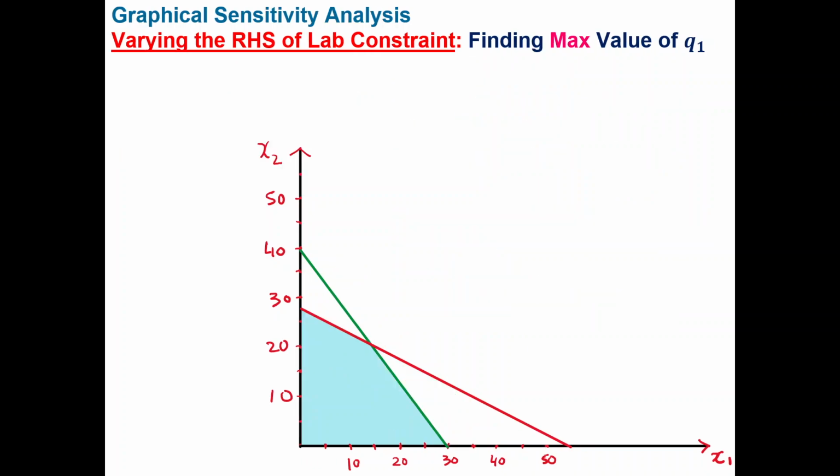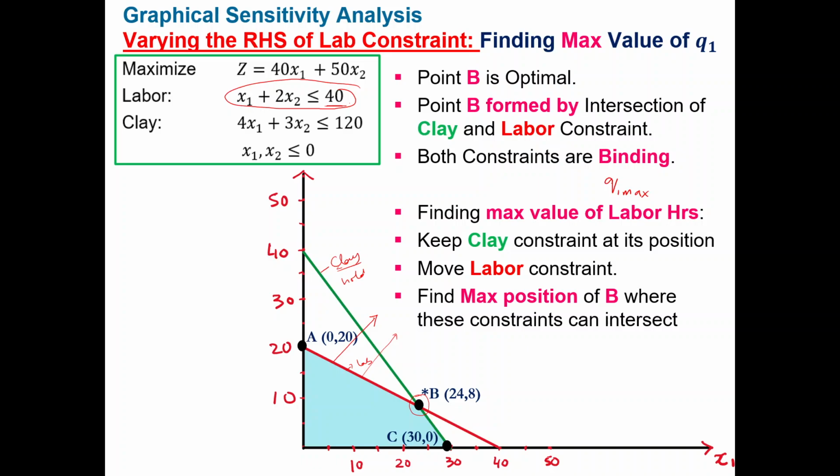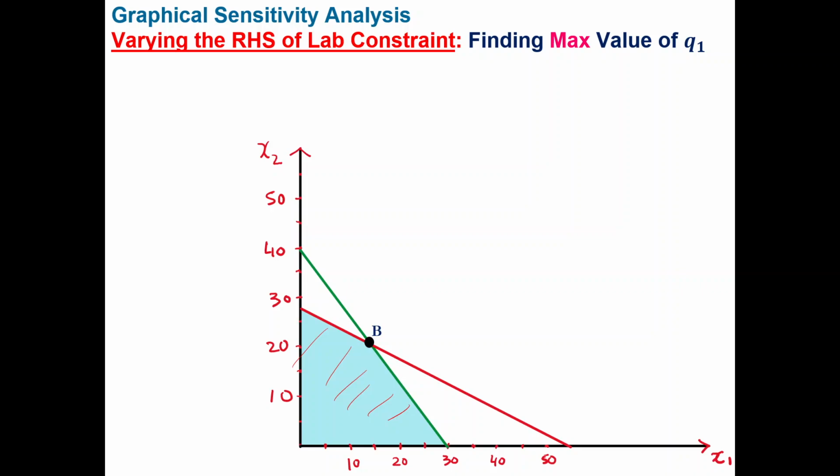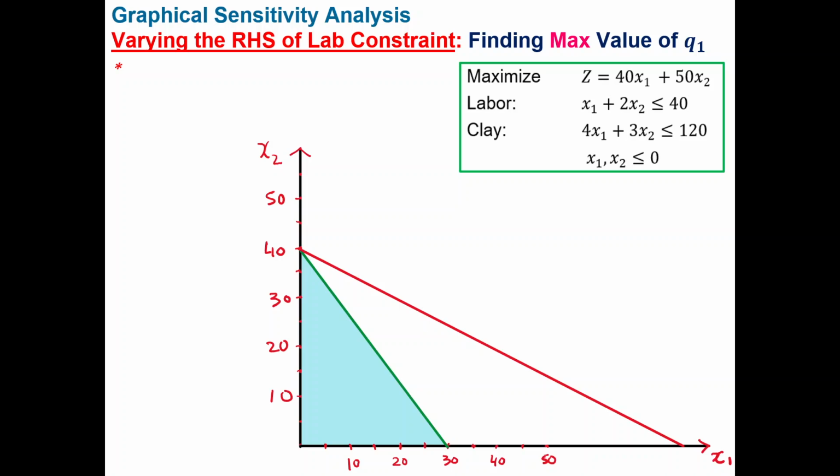In this slide I have kept the clay constraint at its position and I have moved the labor constraint up. As I moved it up, the feasible region has changed. Let me go back to the previous slide to help you visualize. This was my original feasible region. When I moved the labor constraint, the feasible region has changed. And if I move it further away from the origin, I will end up at this point. This is point B, which is the maximum point where these two lines can intersect.